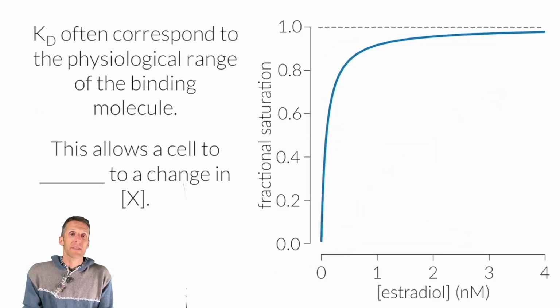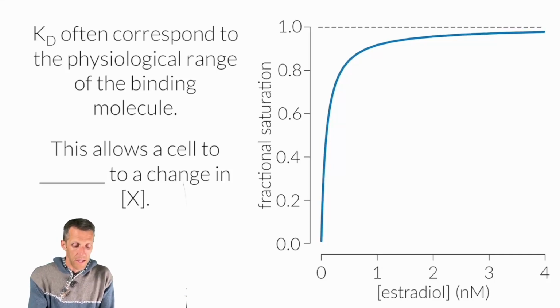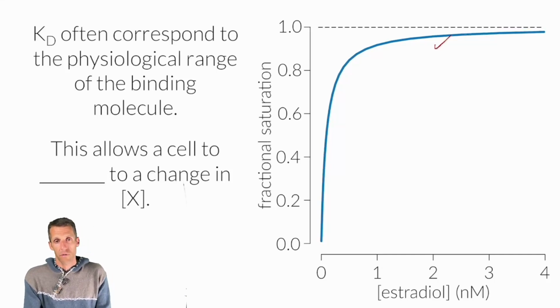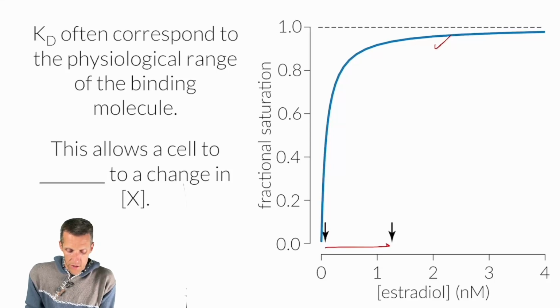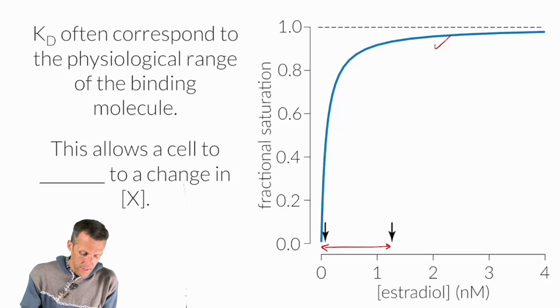Another interesting thing about this is that the KD of a real protein often corresponds to the physiological range of whatever it binds to. And so this is the real KD. This is the binding curve for the estrogen receptor. Turns out this is the reference range. If you go to, say, Mayo Clinic, which is a really cool website, the Mayo Clinic website has reference ranges for basically any molecule you can get a blood test for. This is the reference range for estradiol in a human adult female.